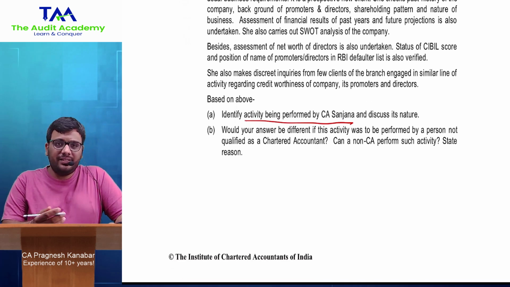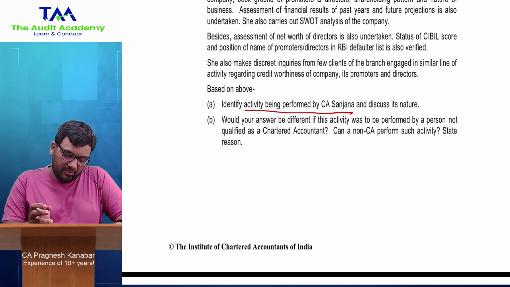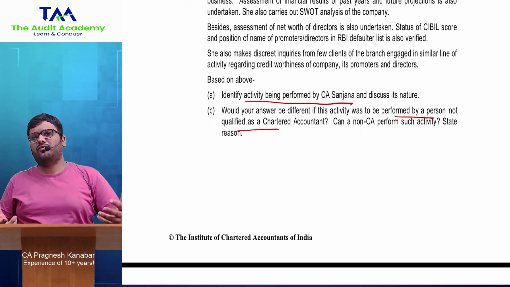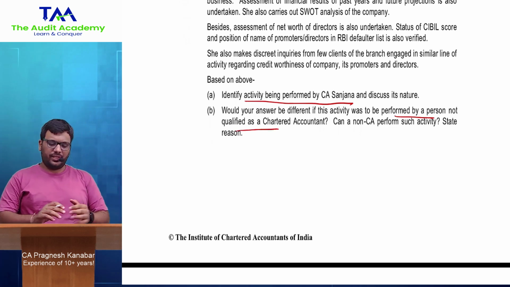Would your answer be due diligence activity? You can find it in the answer. Would your answer be different if this activity was to be performed by a person not qualified as chartered accountant? Can a non-CA perform such activity? Obviously, yes. There is no problem over there.